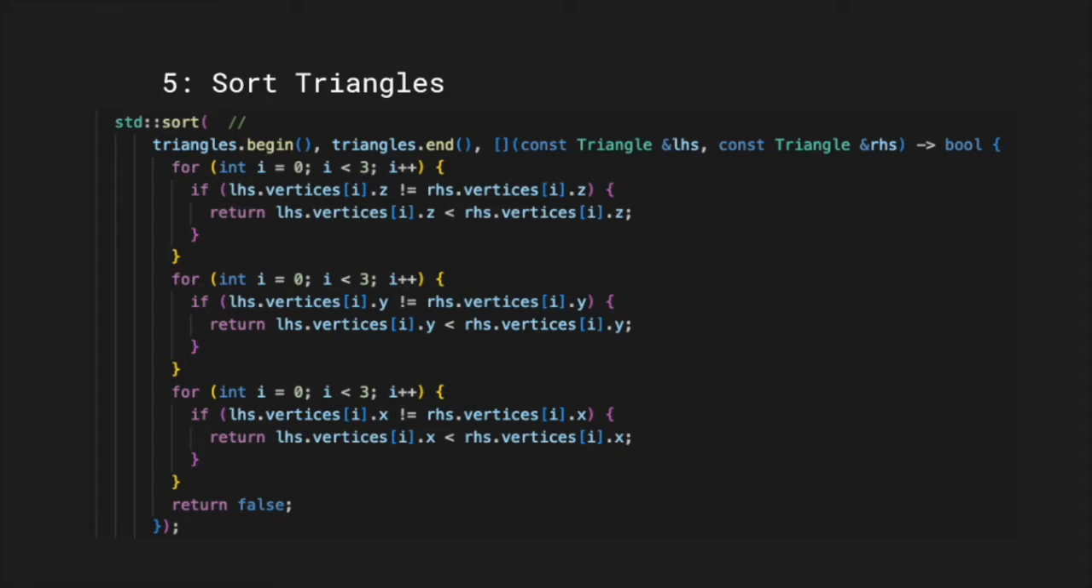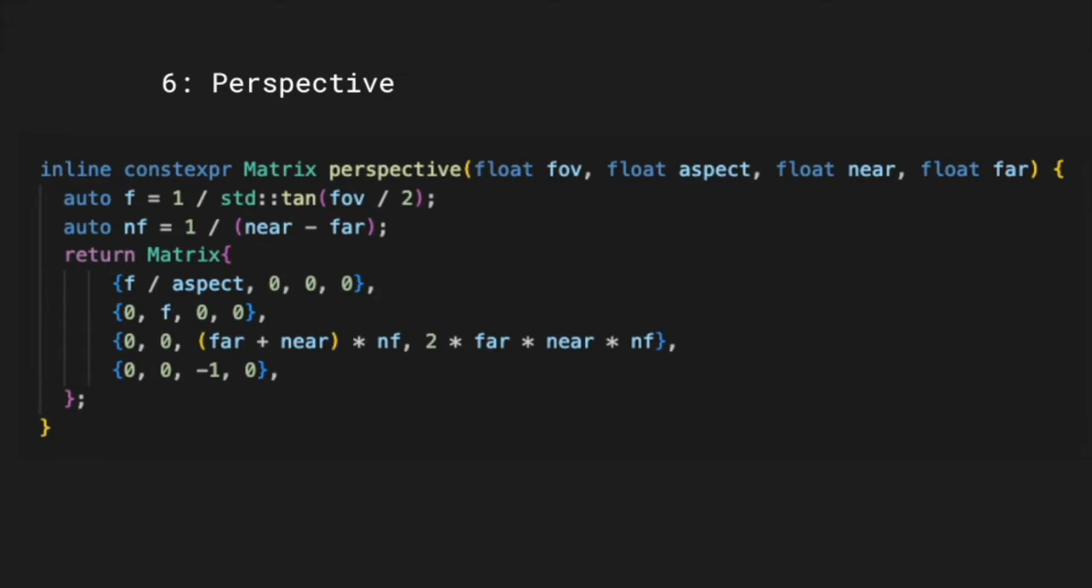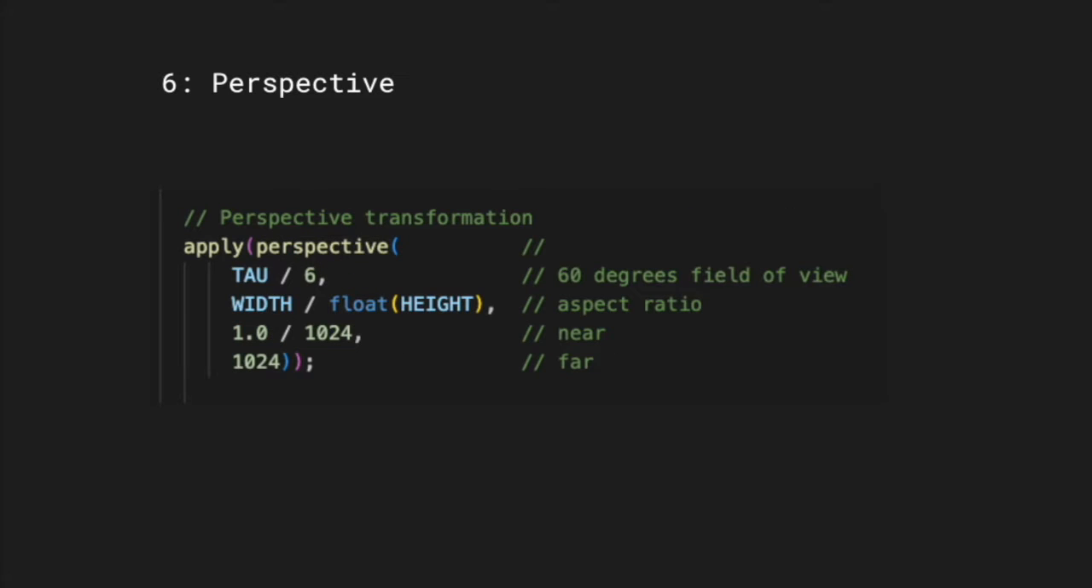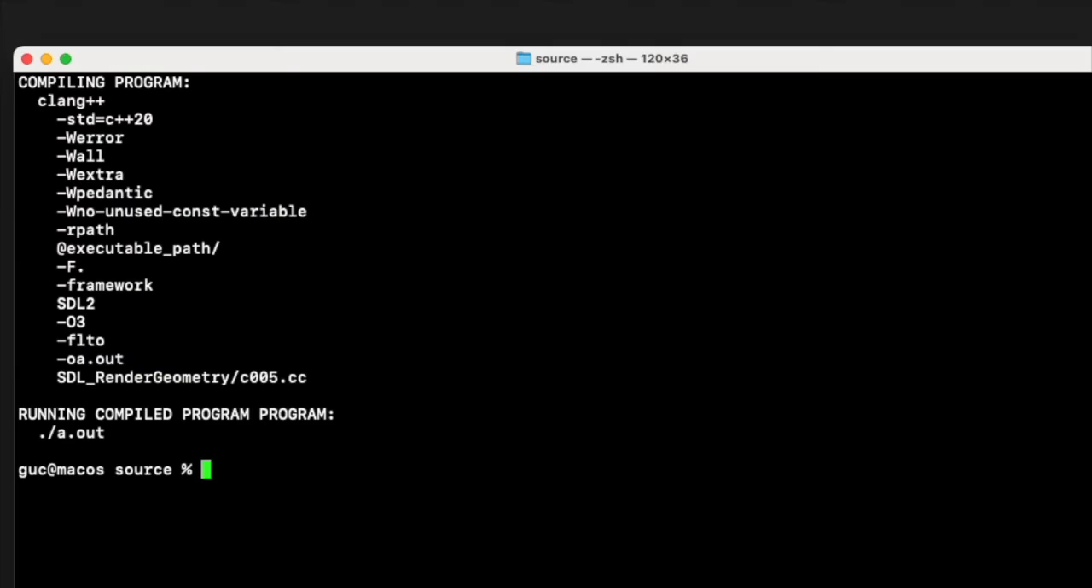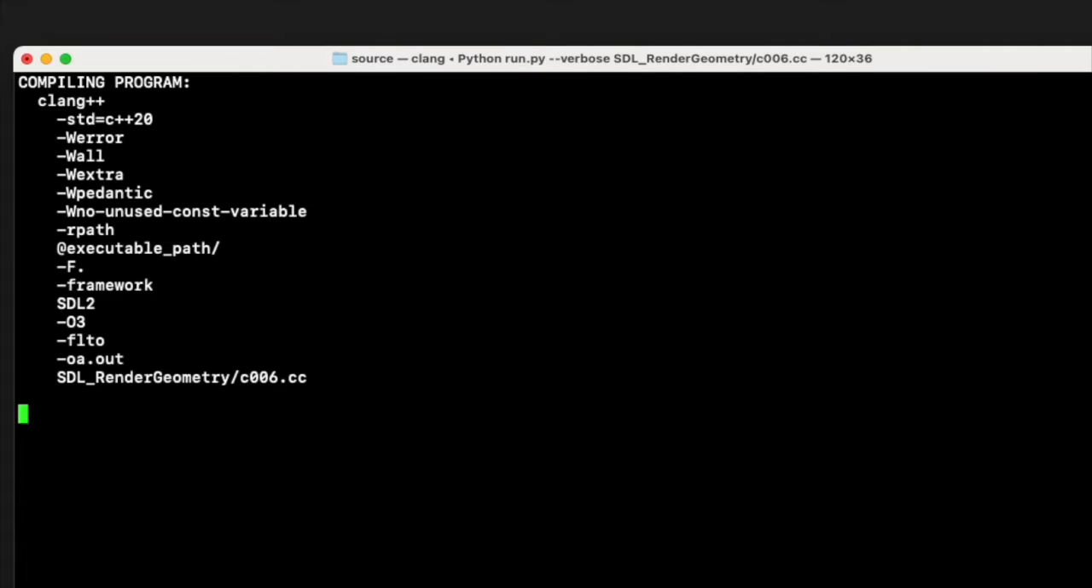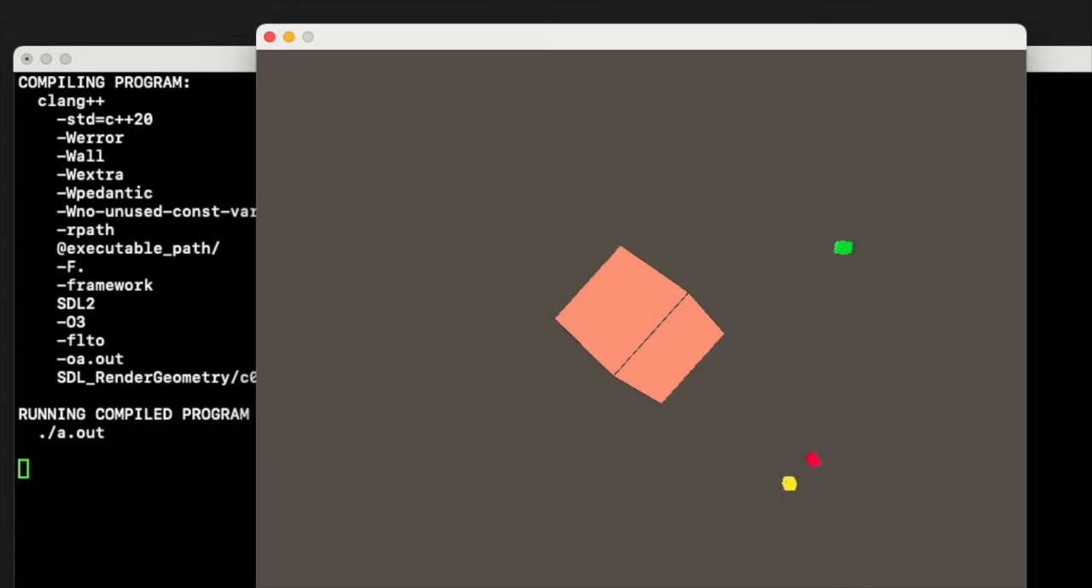But let's add a little perspective here, right? It should also help us account for the aspect ratio. And then we have to be careful, once we have perspective, not to draw things that are behind the camera, because things can get really weird if you start doing that. And there we are. Looks pretty 3D to me, right?